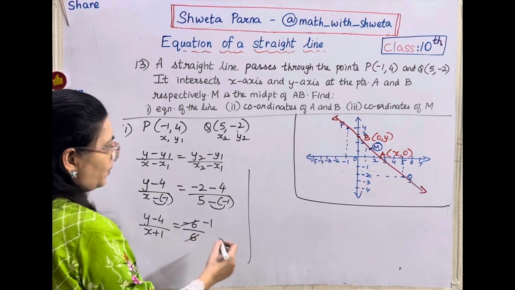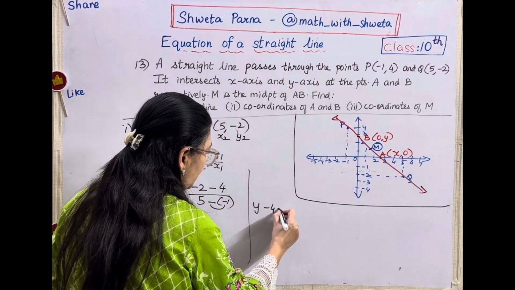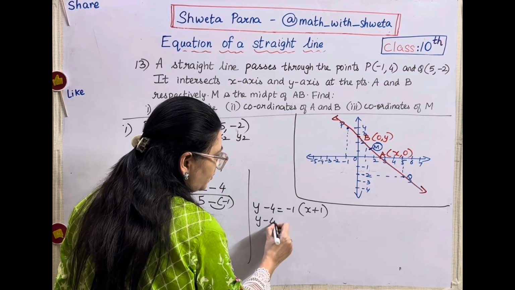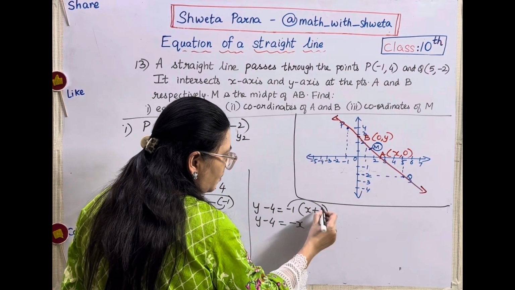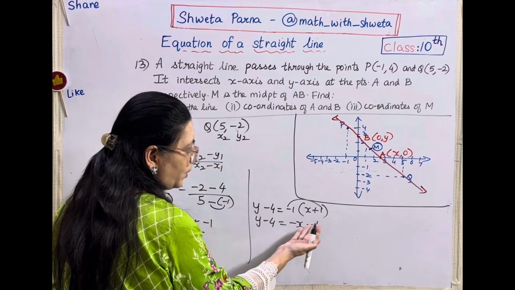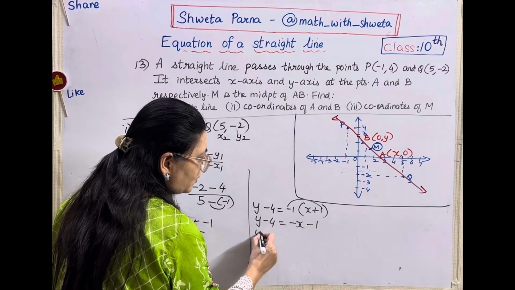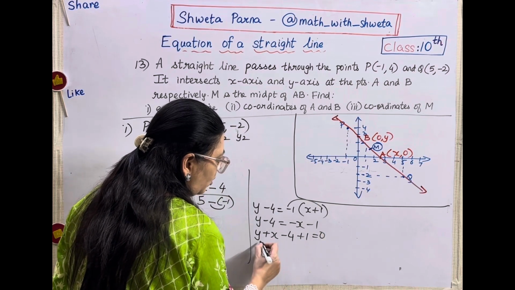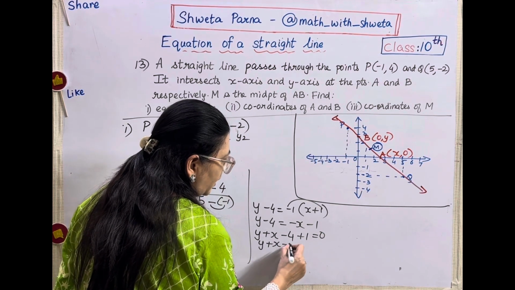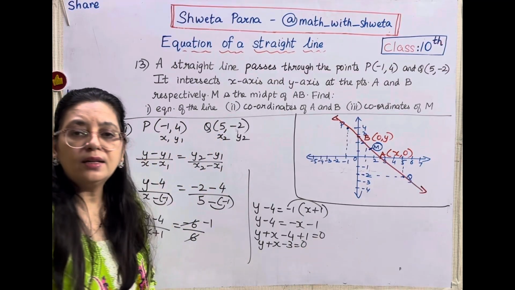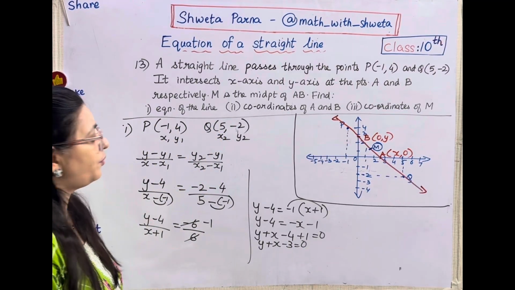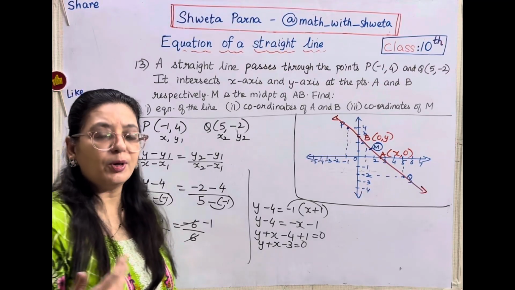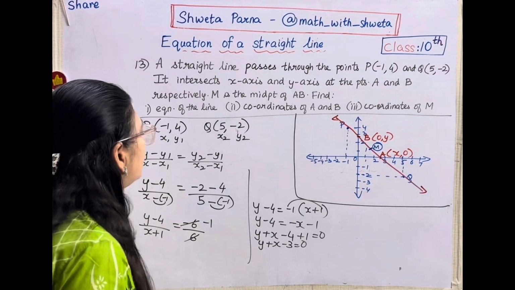Now cross multiply. y minus 4 is equal to minus 1 into (x plus 1). So y minus 4 is equal to minus x minus 1. Bring all the numbers to one side: y plus x minus 4 plus 1 is equal to 0. So y plus x minus 3 is equal to 0. This becomes the equation of the line through the two points P and Q. This part is clear. Next, let's go to the second sub question.